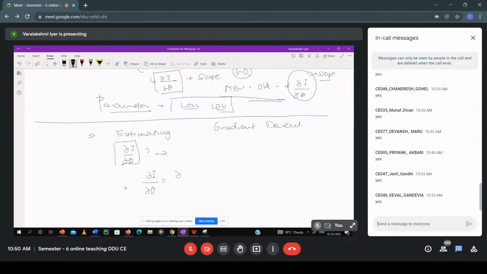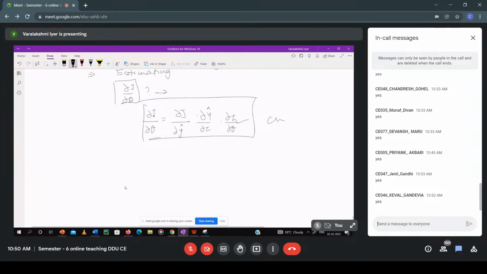Here, multiple chain rule will be implemented. So del j by del y hat, into del y hat upon del z, into del z upon del theta. Something like this will be your formula. Are you getting this? Partial derivative chain rule. Is this clear or not?